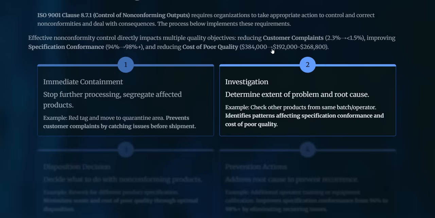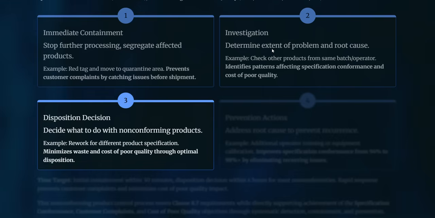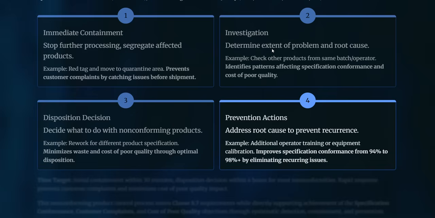An example here is check other products from the same batch or the same operator and identify patterns affecting specification conformances and causes of poor quality here. After the second step, which is investigation, we will move to disposition decision. Here we will decide what to do with non-conforming product. An example here is rework for different product specifications, which will minimize waste and cost of poor quality through optimal disposition. And the fourth element here in our control process is prevention action.